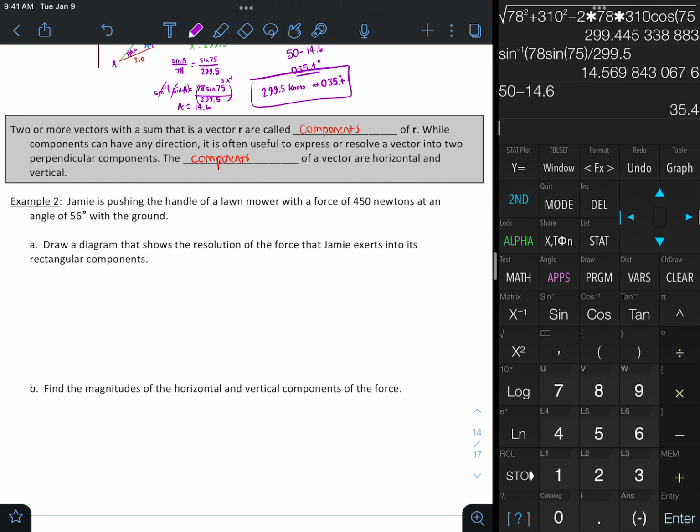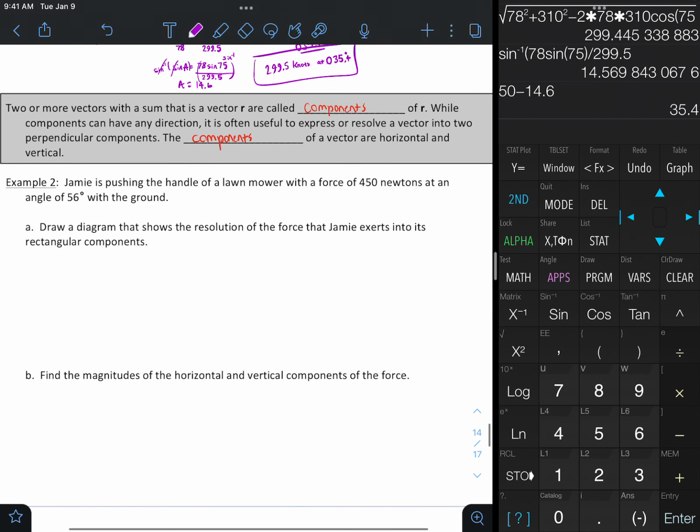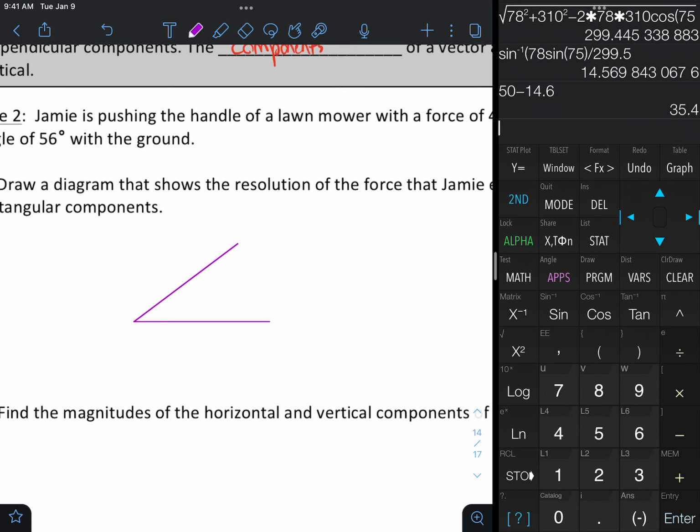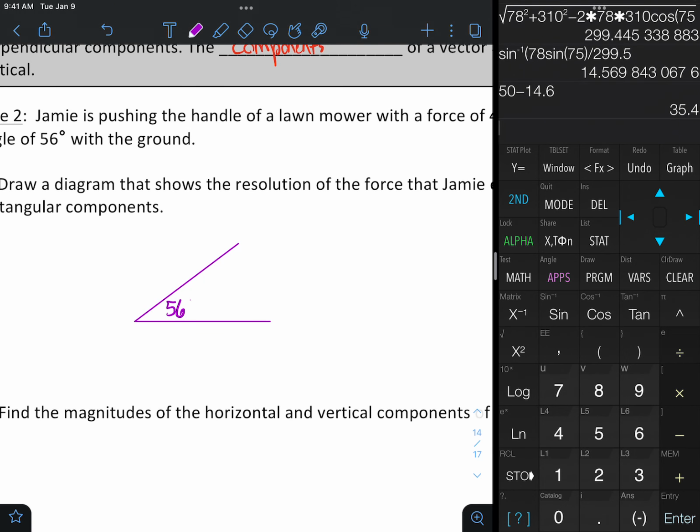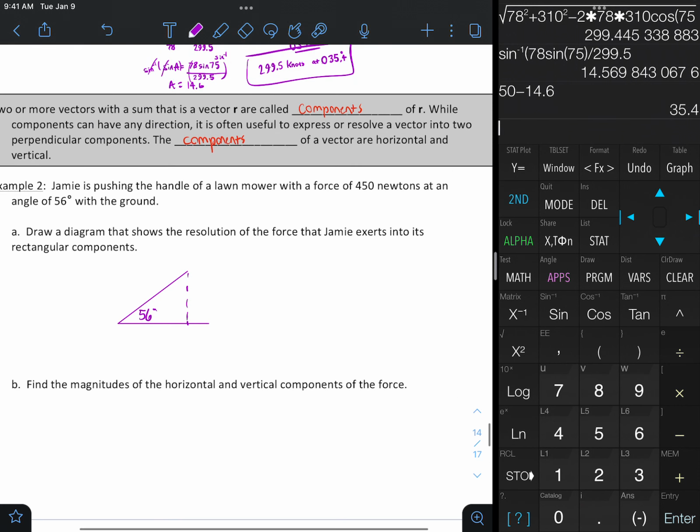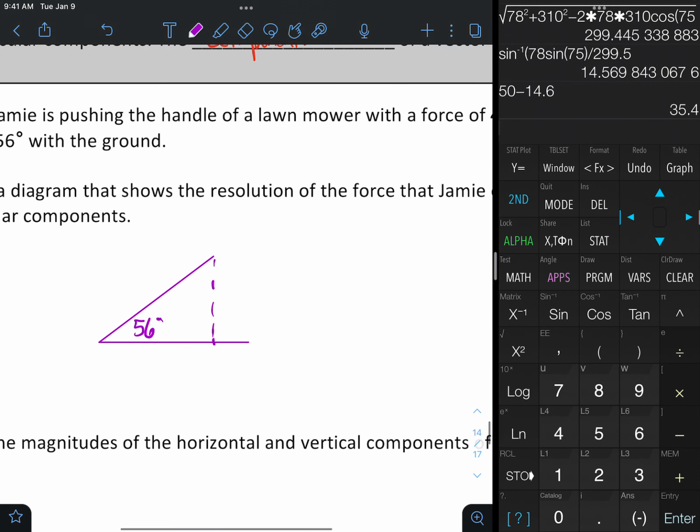So we'll start out with this one here. They're only going to give us one vector. Jamie is pushing the handle of a lawnmower with a force of 450 newtons at an angle of 56 degrees with the ground. So let me sketch that out. 56 degrees right there with the ground, and she's pushing right there.